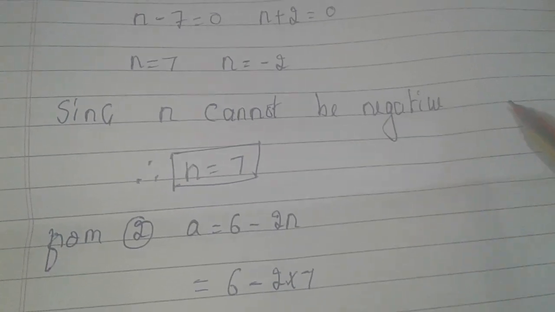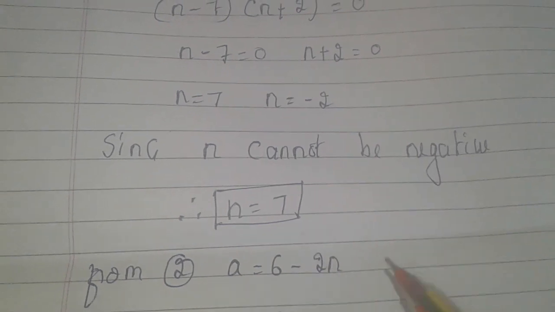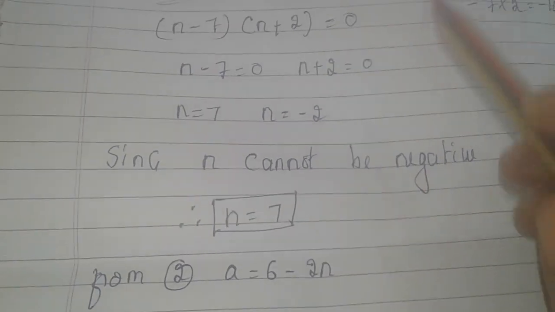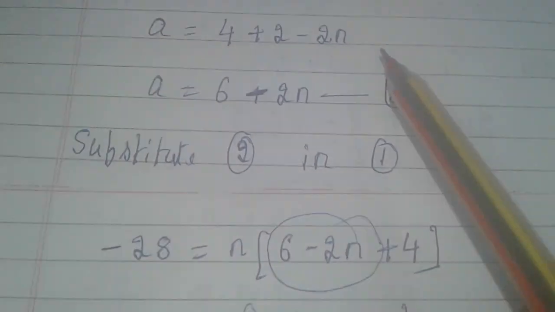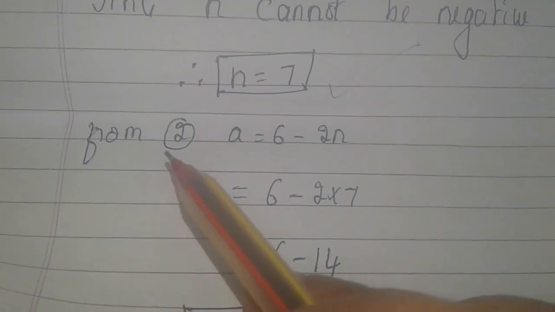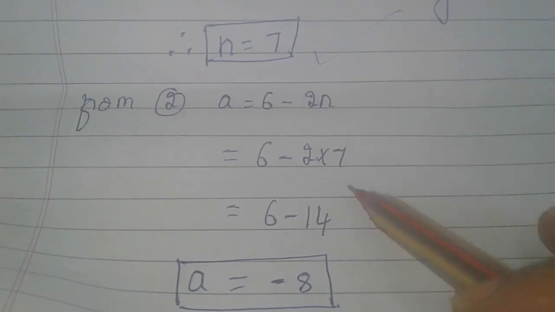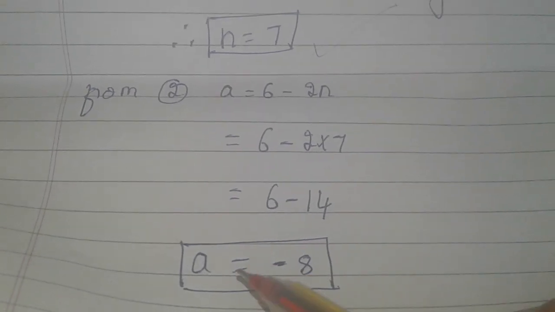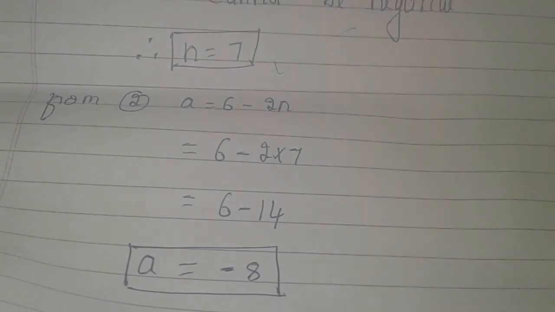So as you know, n cannot be negative. So how many terms did you get? n is 7. In this question, one more thing is there, that is I have to find n and also a. So I got n already, 7. And we have equation 2, that is a equal to 6 minus 2n. With the help of this equation, from equation 2, a equal to 6 minus 2n, substitute n as 7. Just now you got 7 twos are 14. 6 minus 14 is minus 8. So a equals minus 8. So in this way we found n and a.